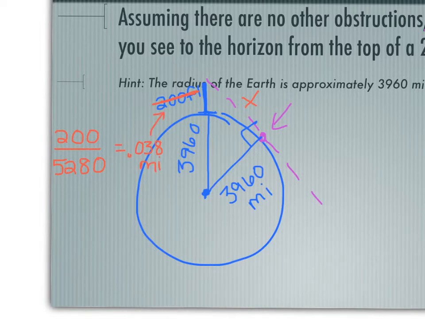So then my total distance here is really 3,960.038. Does that make sense? I'm just adding that little bit onto that 3,960 miles. And I heard somebody say earlier, what are we going to do? Pythag. Yeah, we're going to do Pythag here.